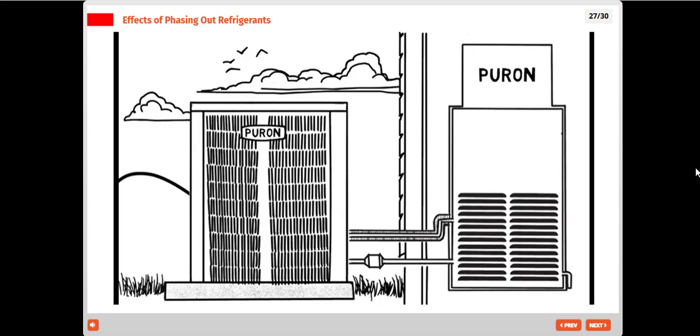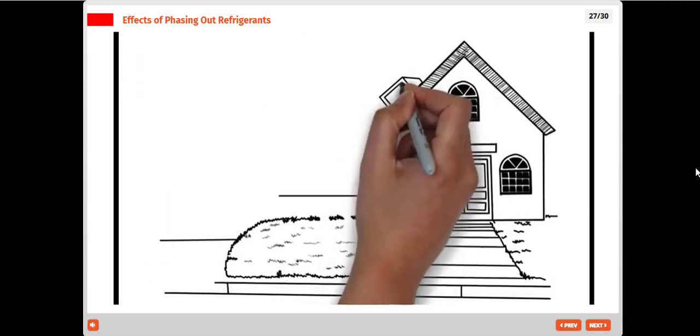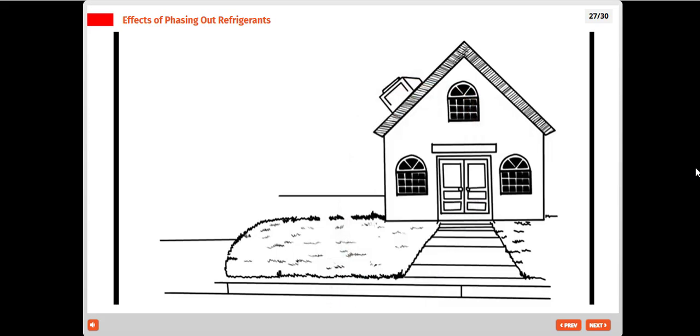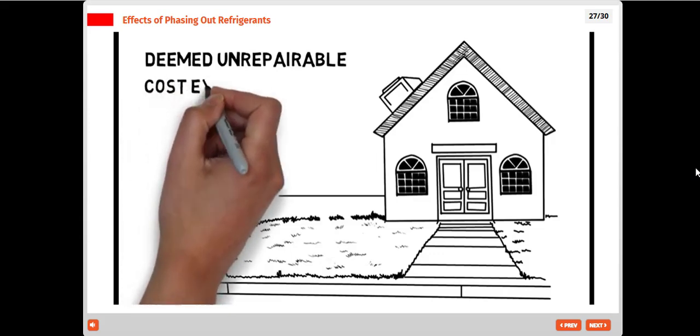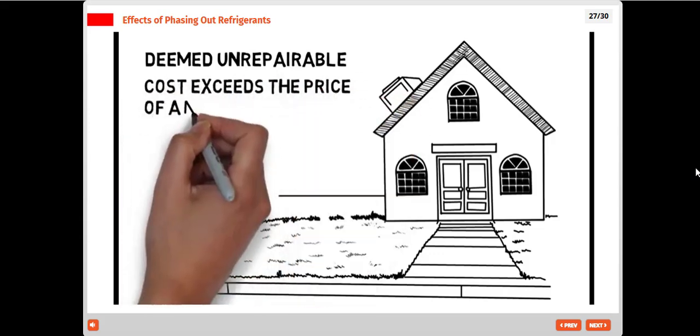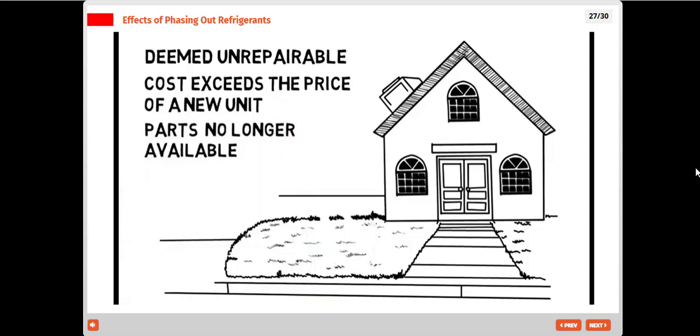Now, let's take a look at a packaged air conditioning unit. A packaged unit is most commonly located on the roof of a home. It's called a packaged unit because all of the main mechanical parts are housed together in one casing. There are specific parts in a package unit that can fail and may be deemed unrepairable. This could either be due to the expense of the repair exceeding the cost of a new unit or the part no longer being available. In either case, the entire system would need to be replaced with a new Puron system.